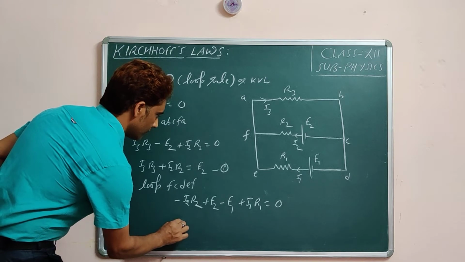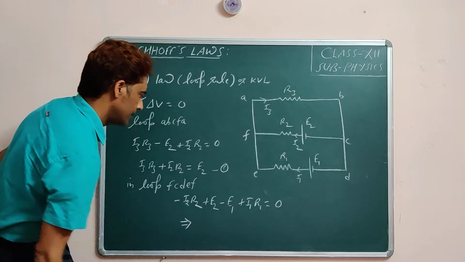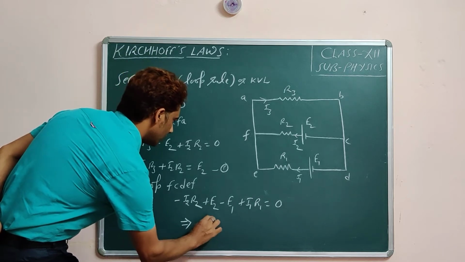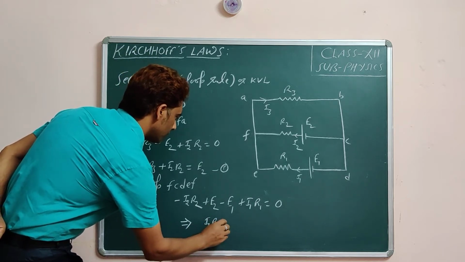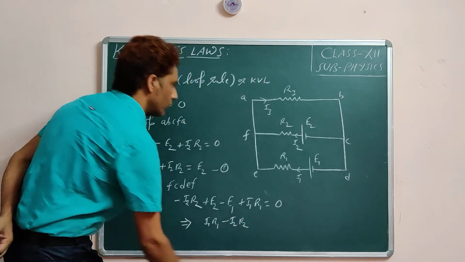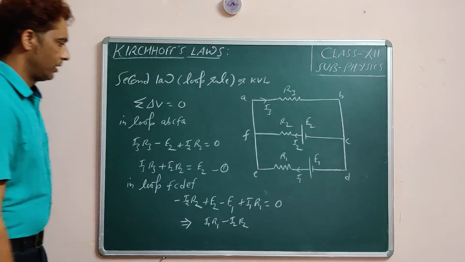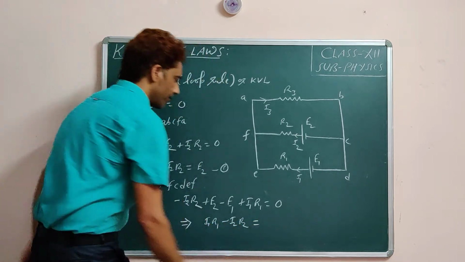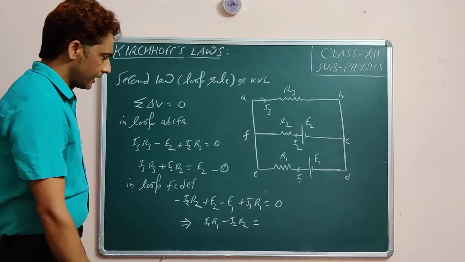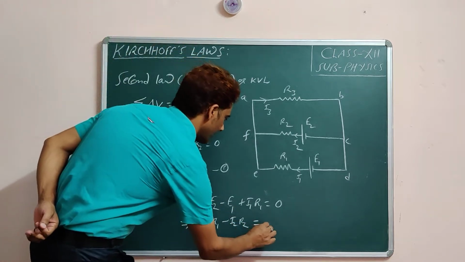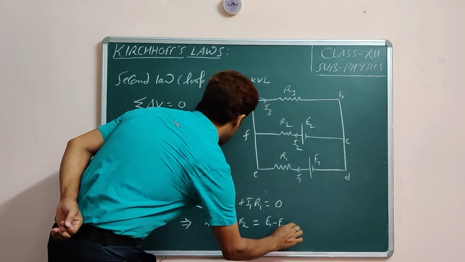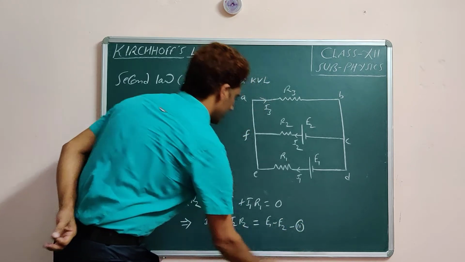So we can write here I1 R1 minus I2 R2 is equal to, if I take this EMF E1 and E2 toward right hand side, then it will come E1 minus E2. Let this be number 2 equation.